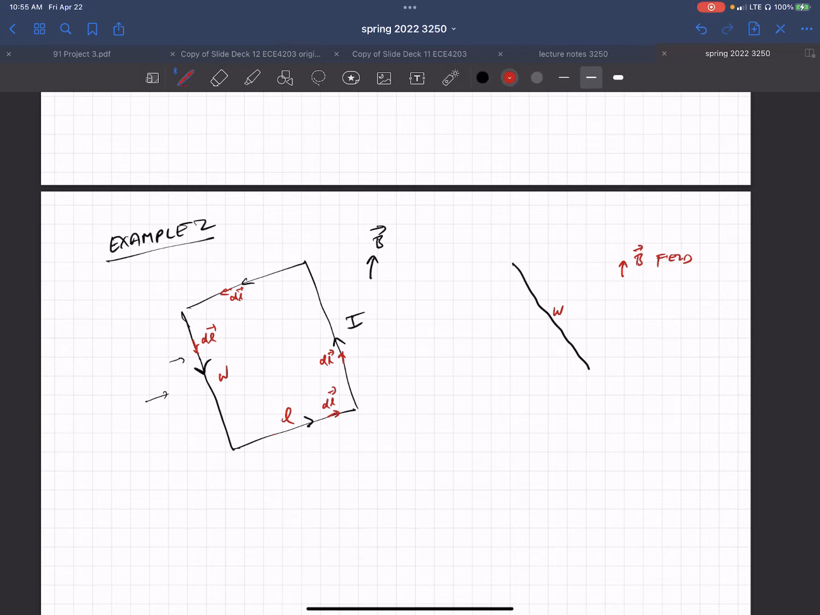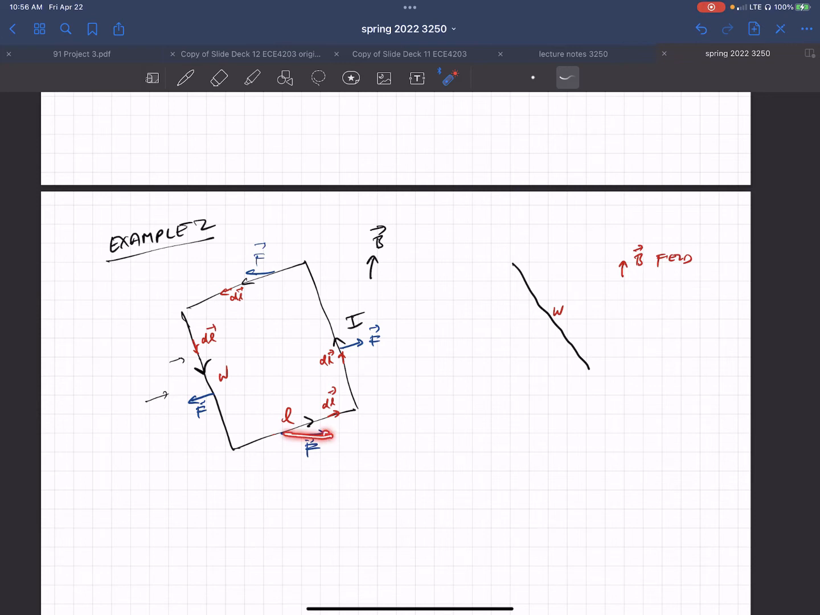So in the bottom here, the force is kind of going that way. The top, the force is going that way. Here, the force is going this way, and here, the force is going that way. Okay, so now this force and this force are going in sort of opposite directions. So they're going to cancel each other out.